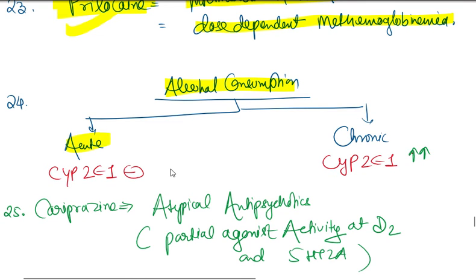Okay, next one. Alcohol consumption can be acute and chronic. So acute ingestion of alcohol causes CYP2E1 inhibition, and chronic will cause CYP2E1 induction.